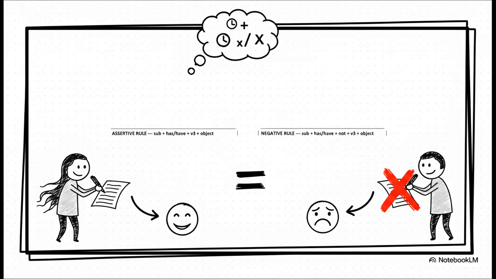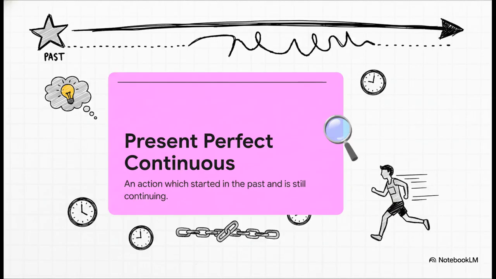We introduce the word has or have along with the past participle of the verb. So our sentence becomes, she has written a letter. And for the negative form, just drop a not on there. She has not written a letter. But wait, what if the action isn't quite finished yet? Well, that's when we enter the present perfect continuous territory.